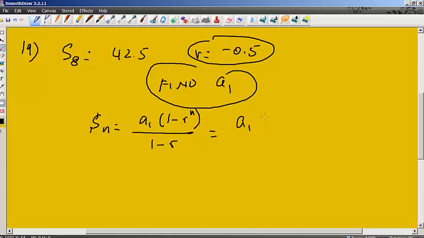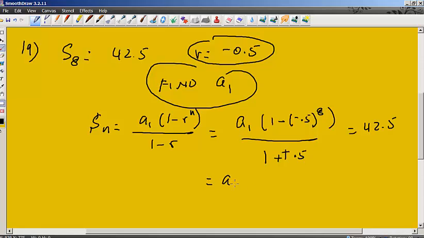So you have a sub 1 times 1 minus r, which is negative 0.5, to the 8th power, all that over 1 minus negative 0.5. And when you calculate that, that better turn out to be 42.5. That's what they're saying. 2 negatives become positive. This now becomes a sub 1.